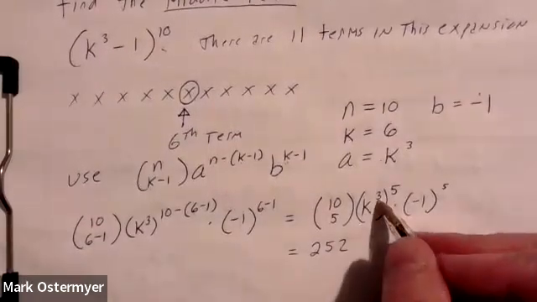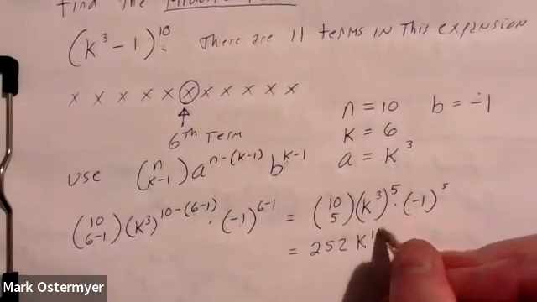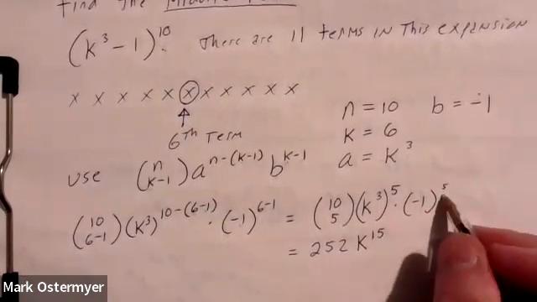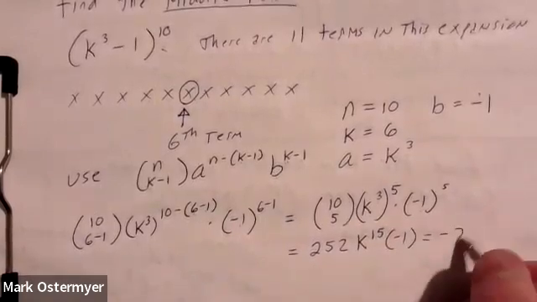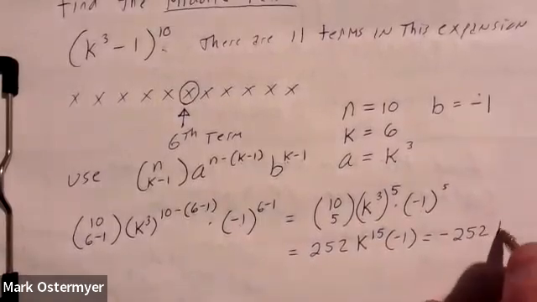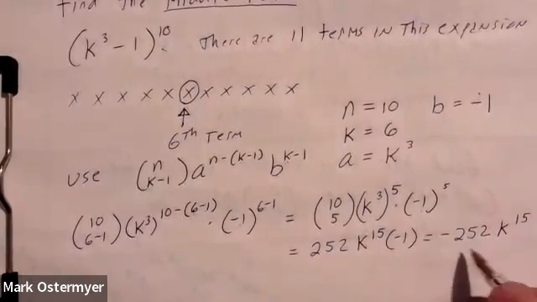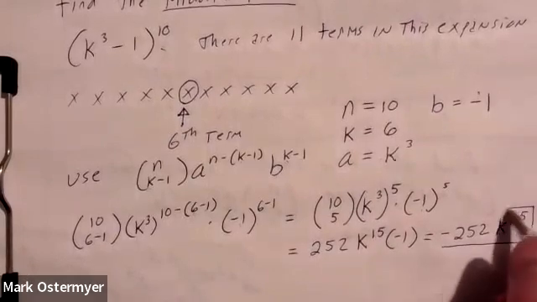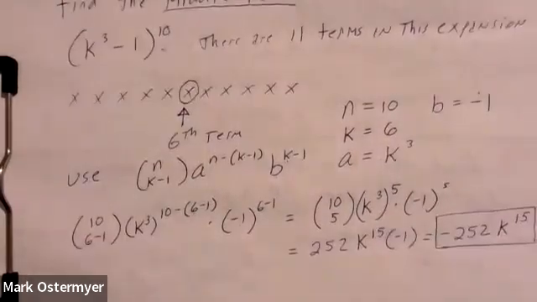Now, k to the 3rd power to the 5th power is k to the 3 times 5 power, k to the 15th power. Negative 1 raised to an odd power is negative 1. So this is negative 1. Here's your answer: negative 252 k to the 15th power. And ladies and gentlemen, we are done. This would be the middle term of that 11-term binomial expansion. That's your middle term.